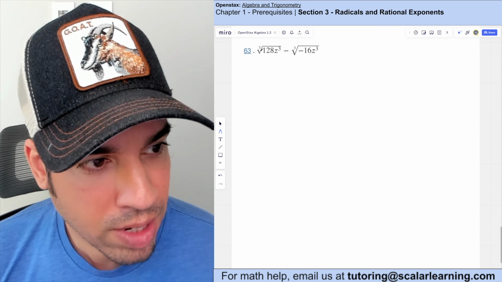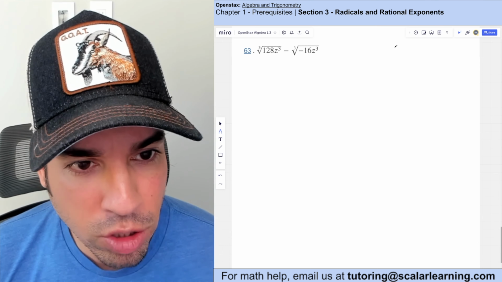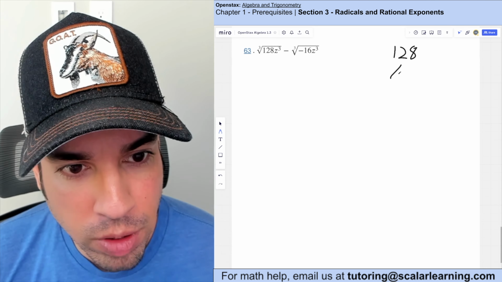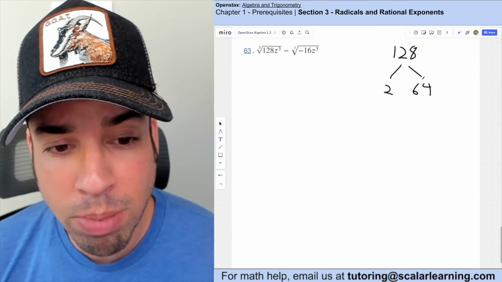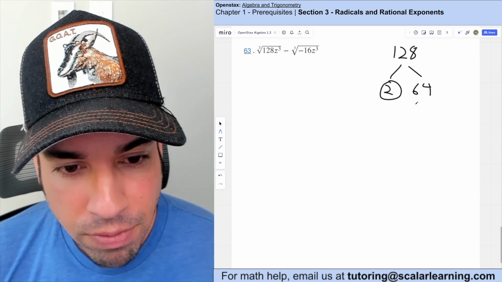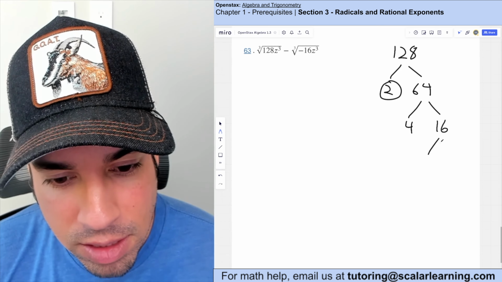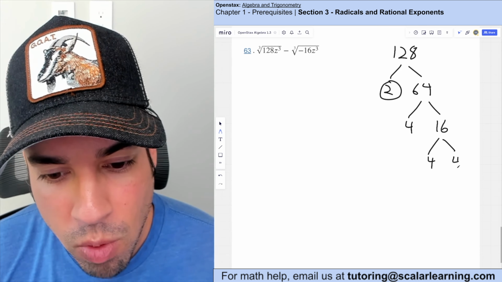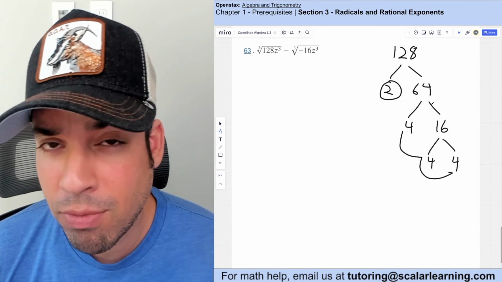Done. Now we've got cube roots here and here. So I'm going to show you the perfect cube within 128 with the prime factorization tree. So 128 is 2 times 64. 64 is a perfect cube. I'm going to show you why. 64 can be broken down into 4 times 16. And 16 is, of course, 4 times 4. Guess what? I got a 4, a 4, and a 4. That means 64 is 4 cubed.